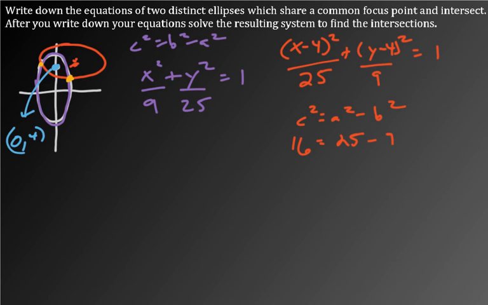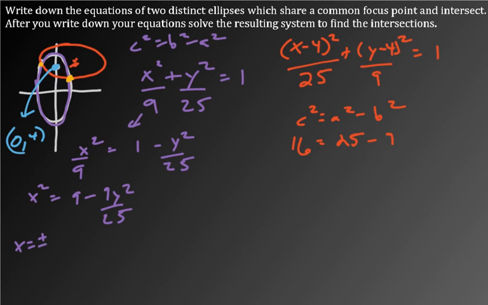So I'm basically just going to solve for x here. So x squared would be 1 minus y squared over 25, times 9. So then x squared would equal 9 minus 9y squared over 25. And so x is just equal to plus and minus the square root of that thing. Right? And so that's what I basically need to plug into the other equation now.